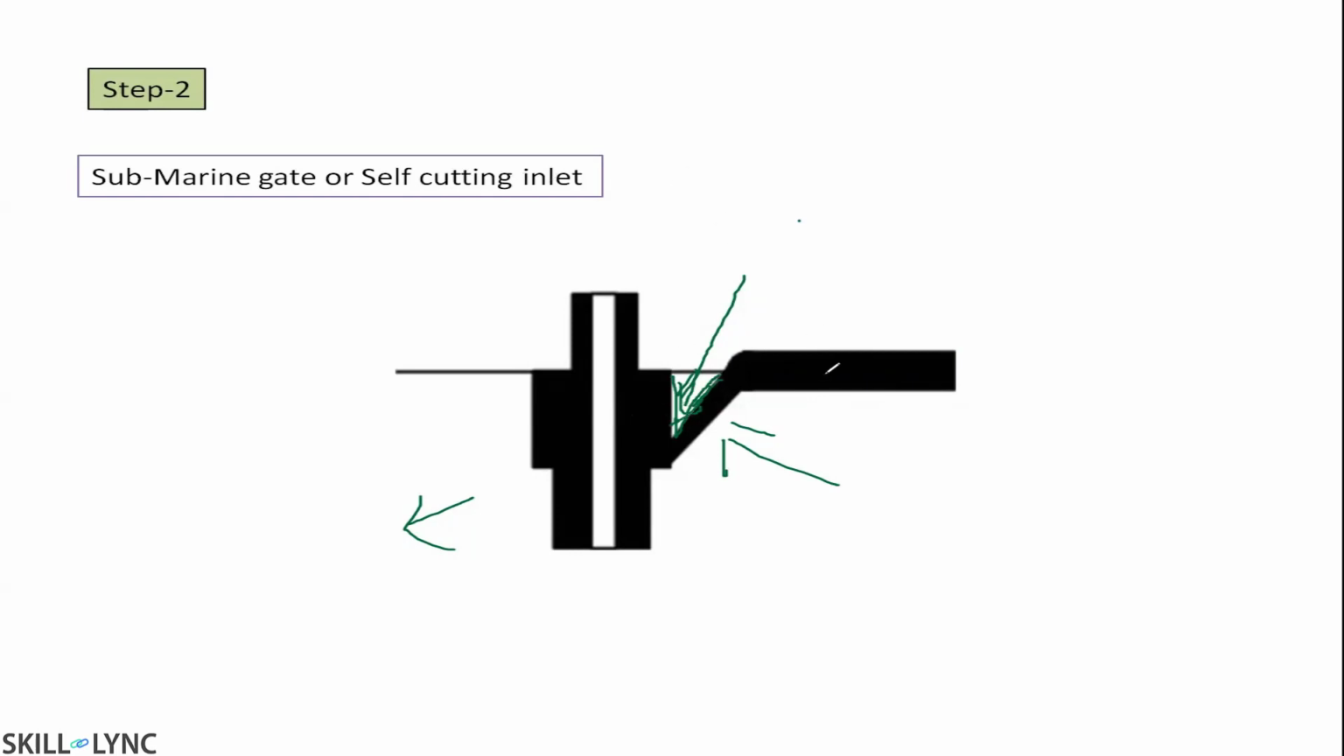So for mass production, this kind of gate is always the most preferable one. So there is no need for a secondary person involved to degate the feed system from the components.